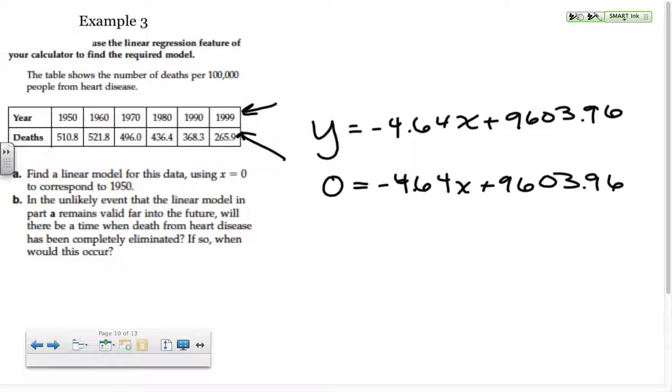And I would get the year 2069.80, all right? Or we could round that up and say the year 2070, there will be no more deaths by heart disease if the model stays the way it is. Now, typically models are not exact, and at one point this model will probably bottom out. The idea of heart disease being completely eliminated is a little unrealistic. But these are models, these are to help us make predictions. That's why we do them.